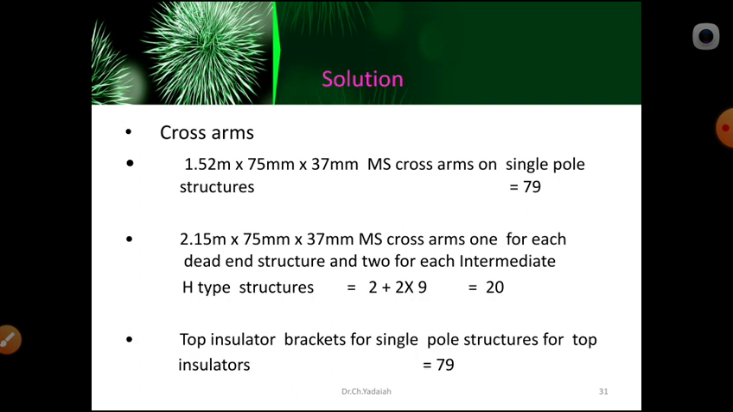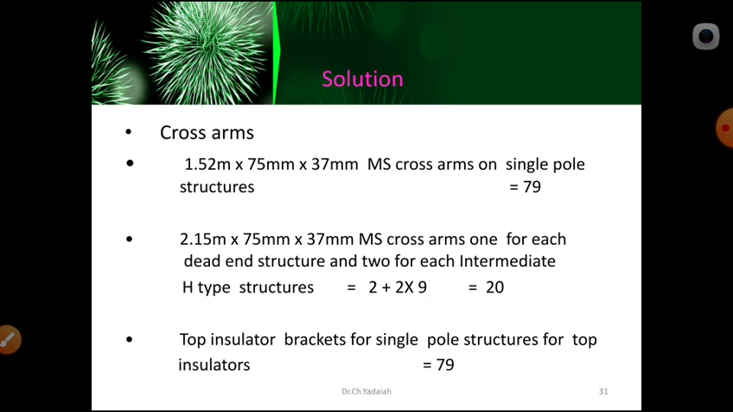Now after that, top insulator brackets will also be required, because here V-shaped cross arms are used. Each pole has 3 pin insulators, and instead of straight cross arms, we use the V-shaped cross arms. V-shaped cross arms are provided with 2 insulators. One is the top insulator, that is the top insulator bracket for the single pole structure.